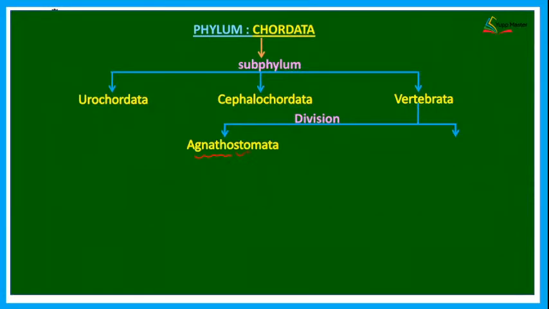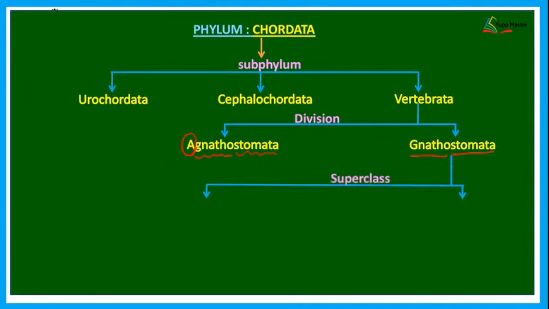So it is a mouth which has a jaw, and if it is 'a', that means absence. So the whole word agnathostomata means absence of a jawed mouth. Second division would be gnathostomata, where gnatha again means jaw. So these are going to be animals in which the mouth has a jaw. Okay. After gnathostomata, the superclasses seen are Pisces and tetrapods.